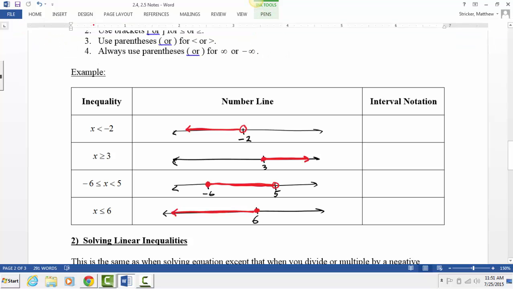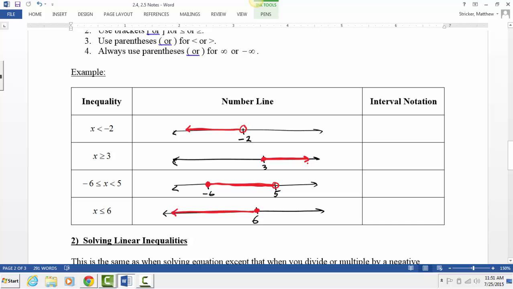Okay, welcome back. Hopefully you were able to come up with these answers that I have showing here. Notice that this is less than -2, so that's shading everything to the left, and because it doesn't have an equal to there, it's an open circle. The next one has equal to, so we have a closed circle at 3, and this is greater than, so we shade to the right.